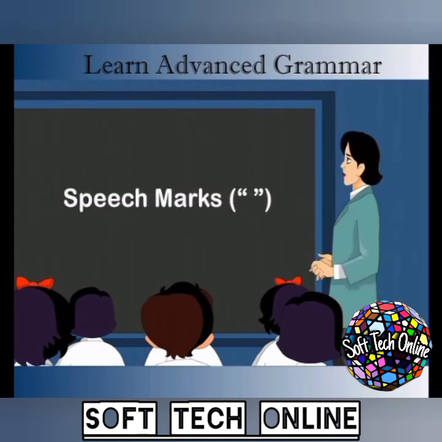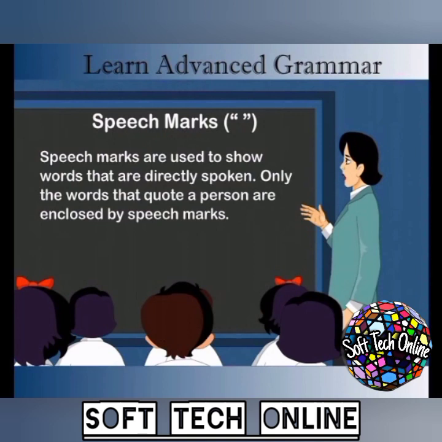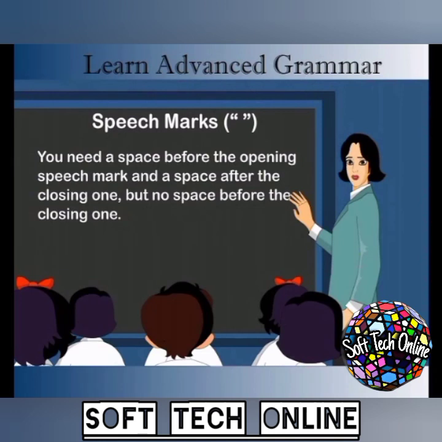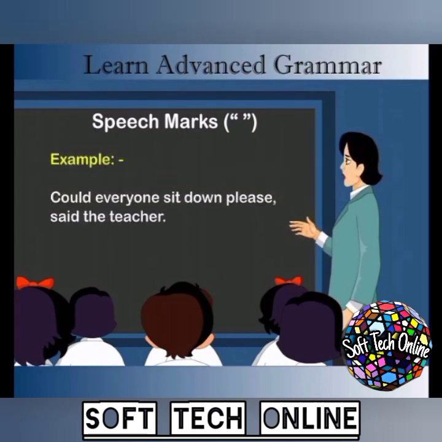Speech marks. Speech marks are used to show words that are directly spoken. Only the words that quote a person are enclosed by speech marks. You need a space before the opening speech mark and a space after the closing one, but no space before the closing one. For example, "Could everyone sit down please?"